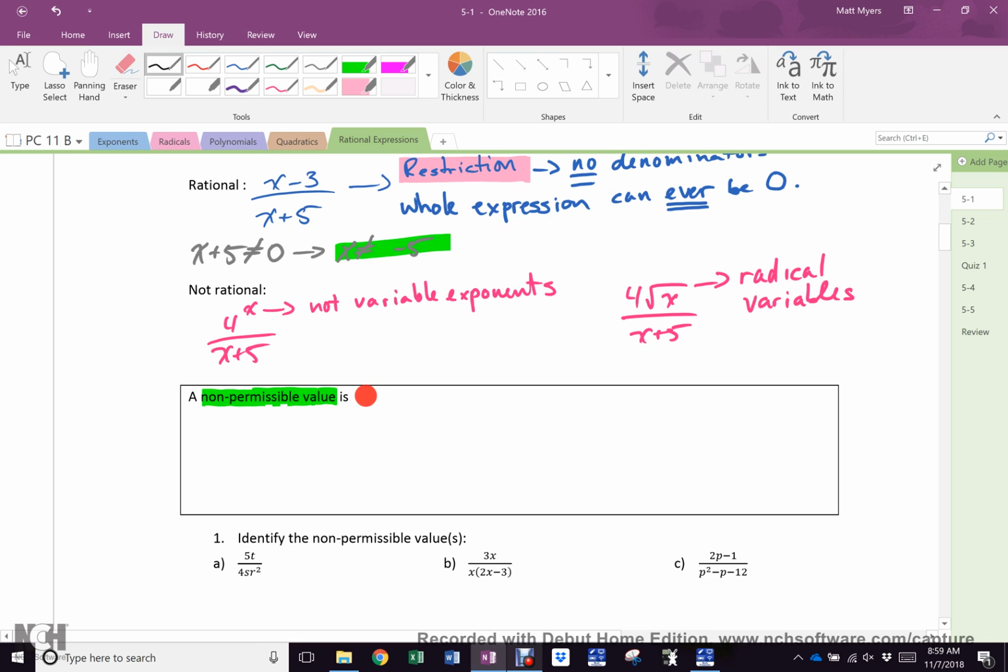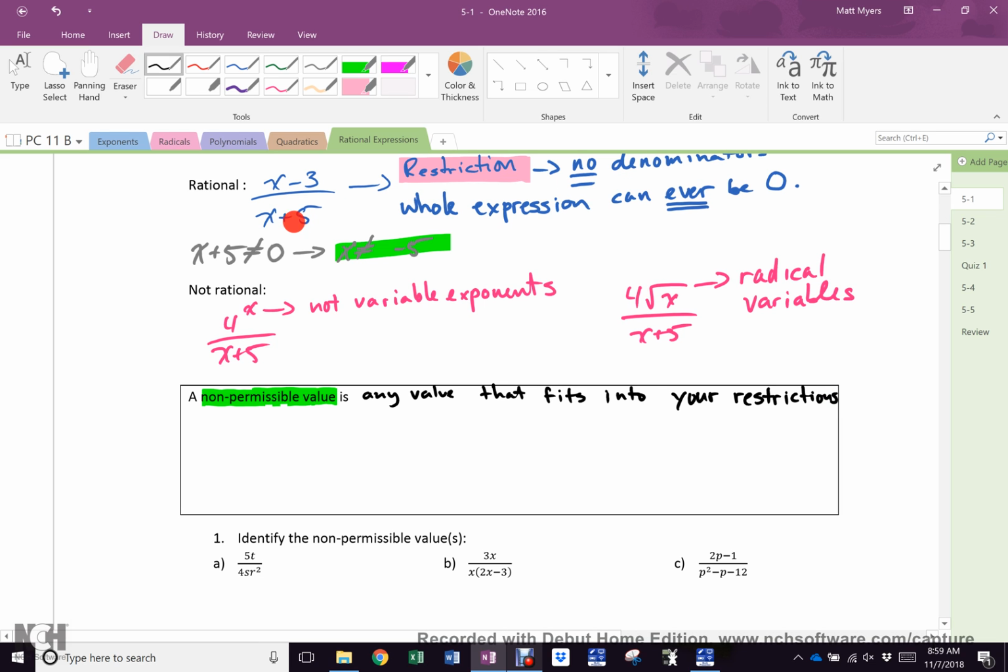A non-permissible value is any value that fits into your restrictions. And a restriction is any time I can't exist.